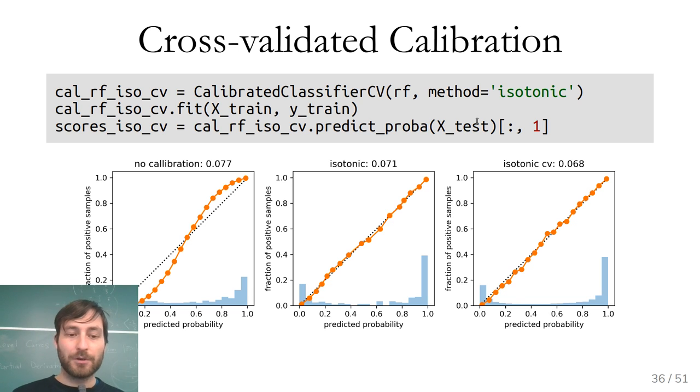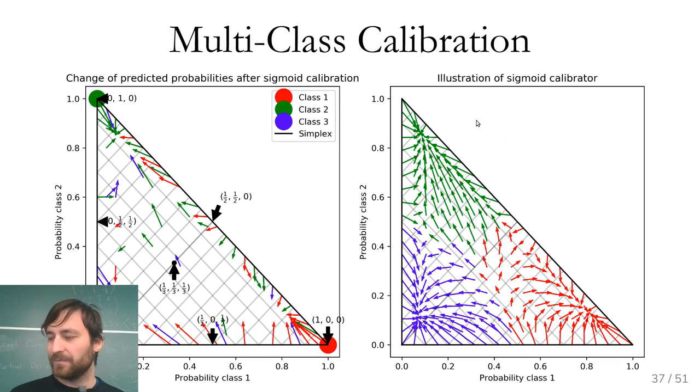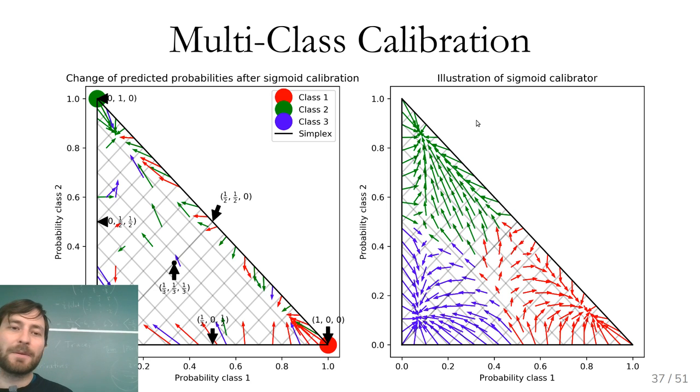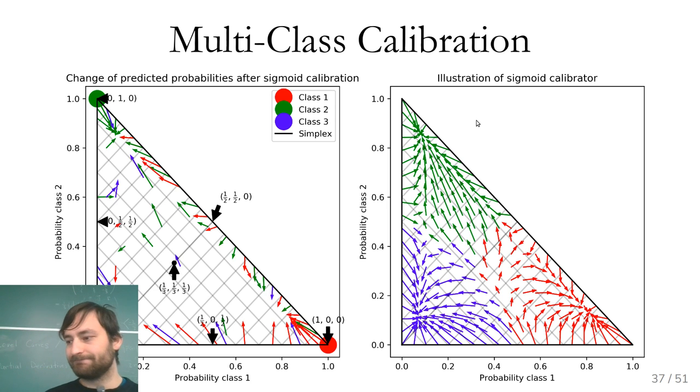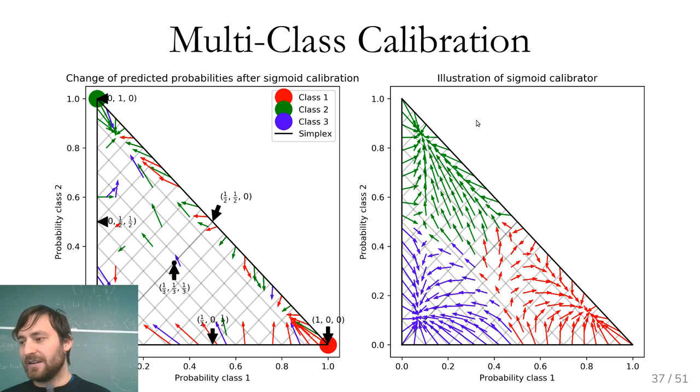We can also do the same for multi-class. Multi-class is a little bit more complicated, though, because now you're basically learning a function on a simplex. The space of all probabilities is the simplex. It's the space of all points of a given length that sum to one, right? So if I have three classes, I have this simplex here, which basically lives in three dimensions, but it's two-dimensional.